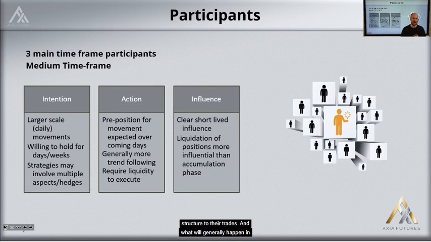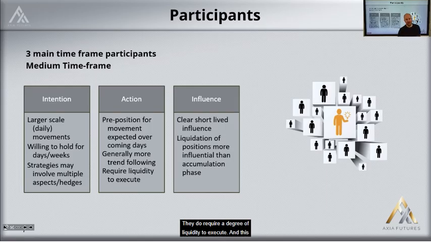And what will generally happen in terms of their action is they're trying to pre-position. They're trying to build up a position with the expectation of a wider movement. So a more sort of swing type trade. So they're going to use technical understanding to try and build themselves into a position with the expectation that the market will move away from this area and create the directional move that they're looking for.